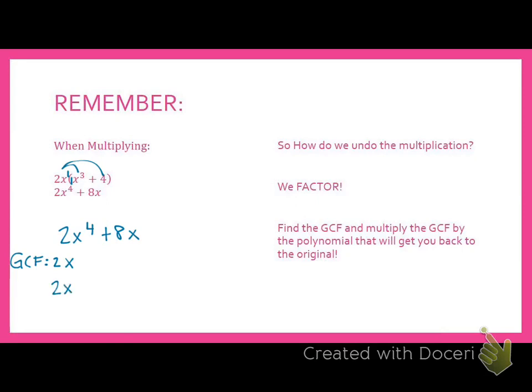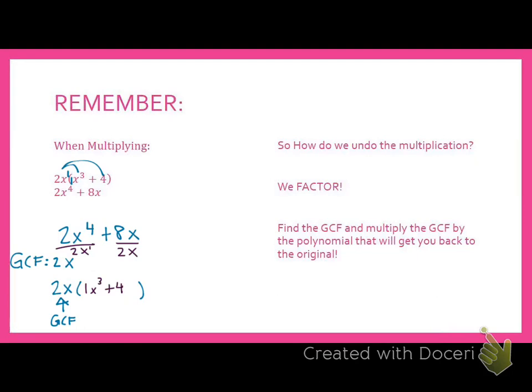Do you see this 2x right here? That goes out front. This is called factoring. So we take that GCF out. And then, to get what's on the inside, we divide. What is 2 divided by 2? 1. Good. What is x to the fourth divided by x? We subtract those exponents when we divide. 4 minus 1 is 3. We divide 8x by 2. 8 divided by 2 is 4. X divided by x is 1, so that just stays there.